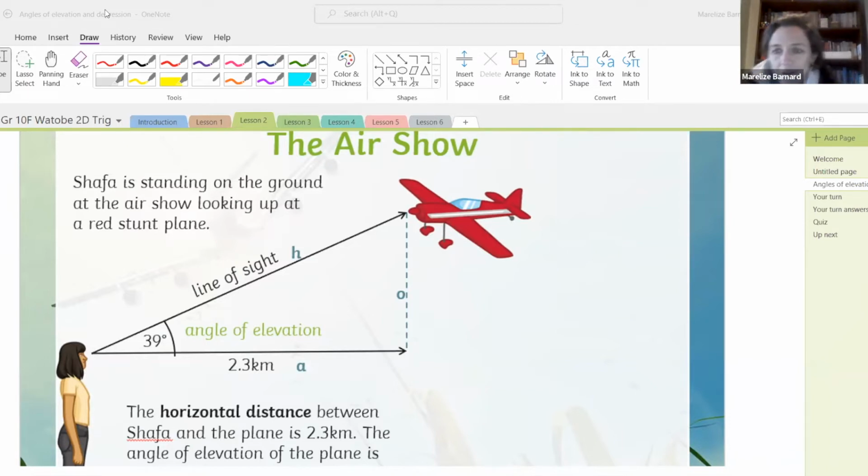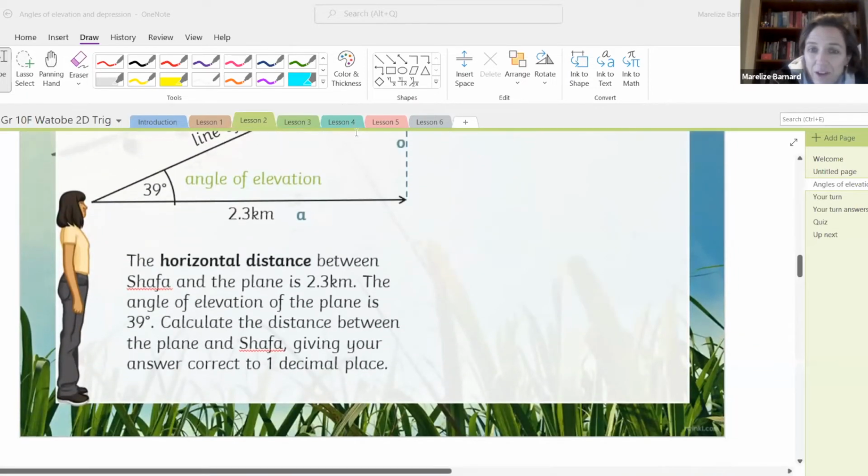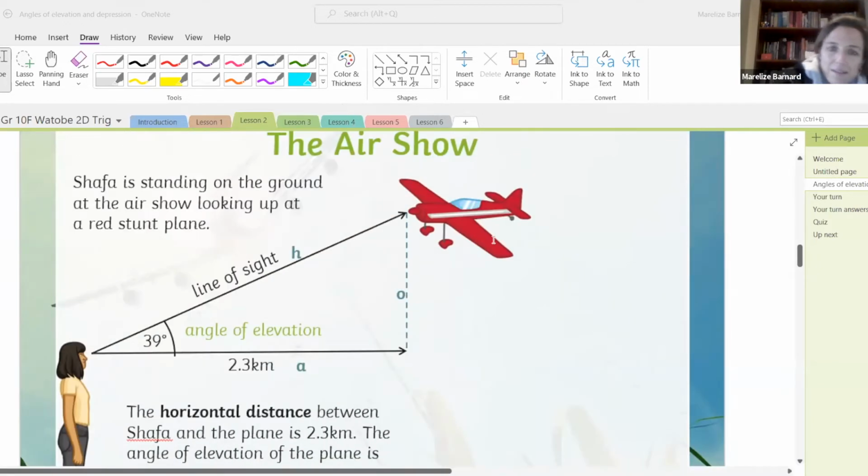Okay, so it is 17:24. Let's see how you did. Okay, remember I asked to hold answers, everyone. Just hold your answers. You can check yourself now if you are ready. So calculate the distance between the plane and Shafa, giving your answer correct to 1 decimal place. Yes, indeed, 1 decimal place, Unati.